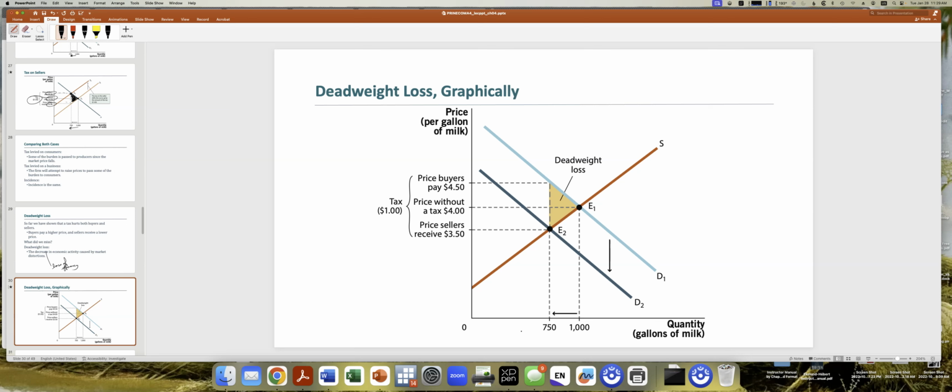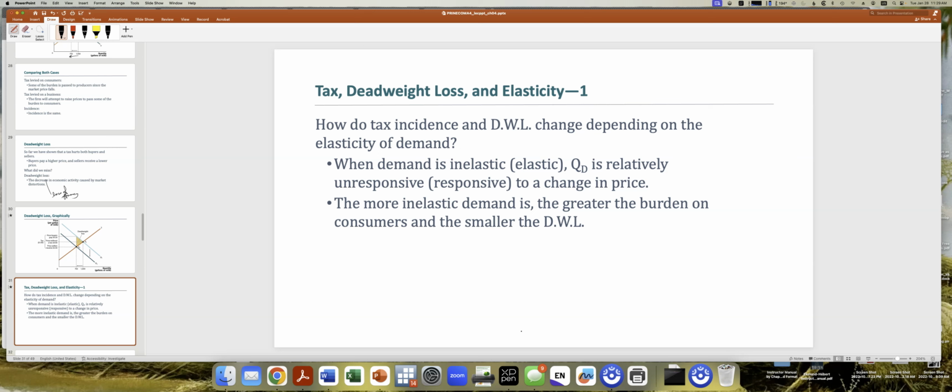So we see that more beautifully drawn right here. And what we're going to want to do is we're going to want to impose the tax on a good that is inelastic. Because the more inelastic the good, the smaller the deadweight loss. So I'm sure that the next slide has a picture where it's drawn already beautifully, but I think you deserve to see it drawn live in action.